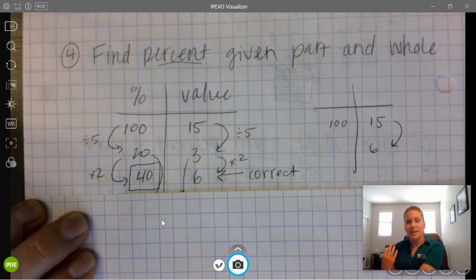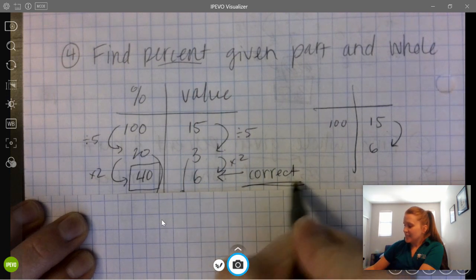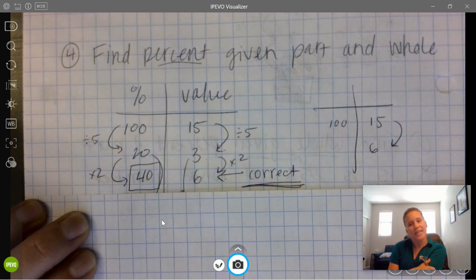But then I asked, can you find the percent that he got incorrect? If he got 6 correct, how many did he get incorrect?